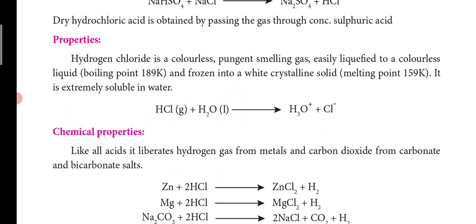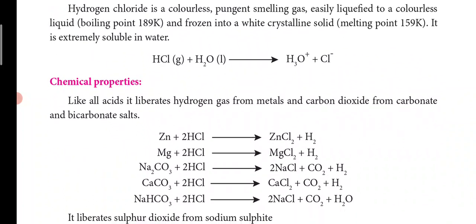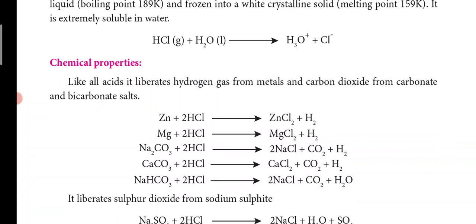Then its properties. Hydrogen chloride is a colorless, pungent smelling gas, easily liquefied to a colorless liquid and frozen into a white crystalline solid. Its boiling point is 189 Kelvin, and its melting point is 159 Kelvin. It is extremely soluble in water, so we can dilute concentrated hydrochloric acid. When dissolved in water, it gives hydronium ion and chloride ion.